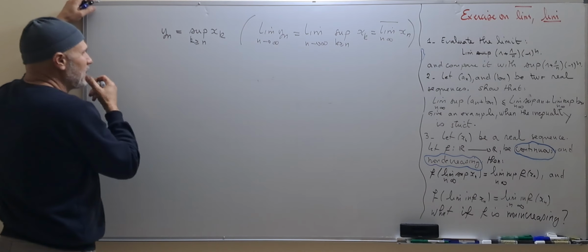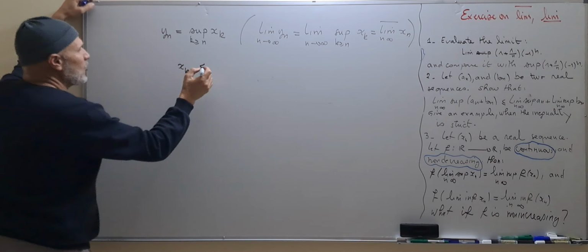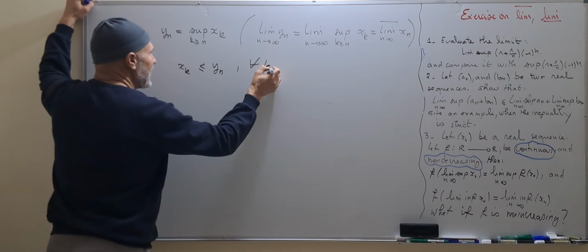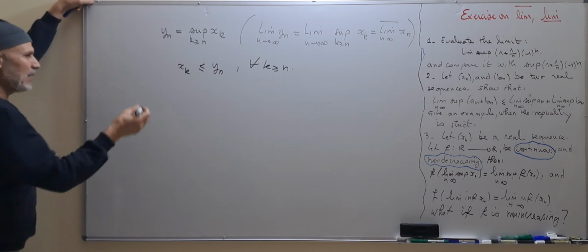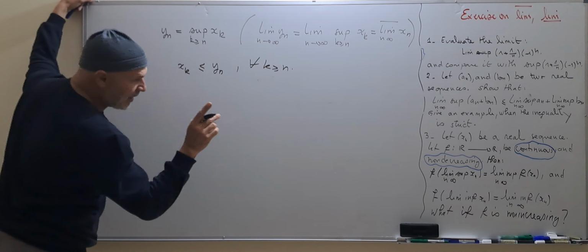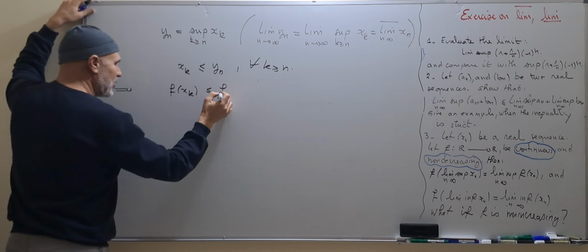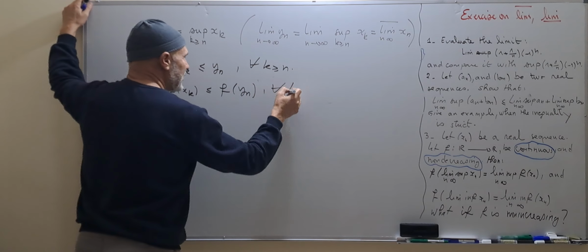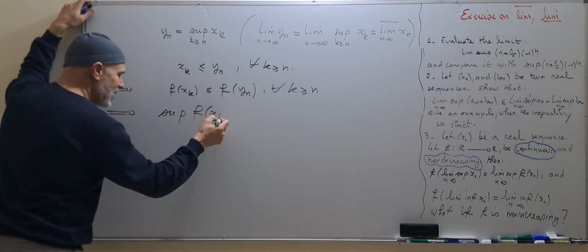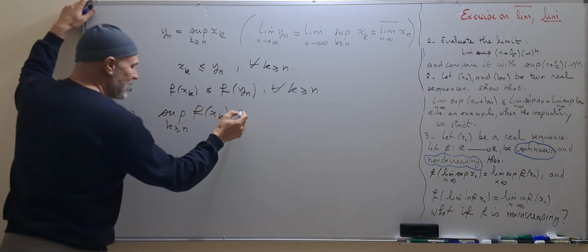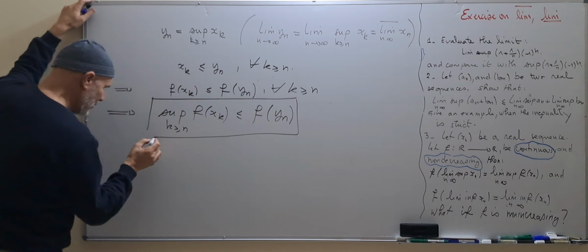From this formula, we get that x_k is less than or equal to y_n for all k greater than or equal to n, because y_n is the supremum of x_k, k greater than or equal to n. Don't forget that f is non-decreasing. This means that f of x_k is less than or equal to f of y_n for all k greater than or equal to n. This implies that the sup of f of x_k, k greater than or equal to n, is less than or equal to f of y_n. This is first.